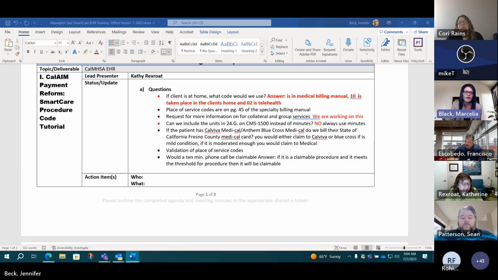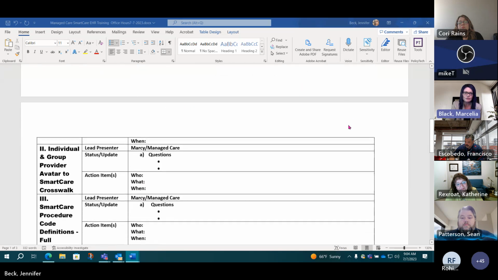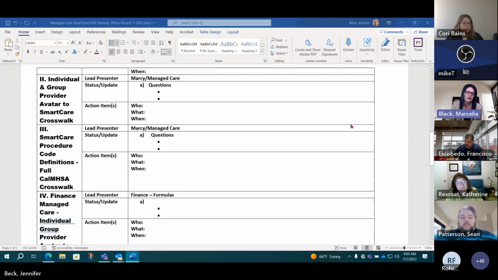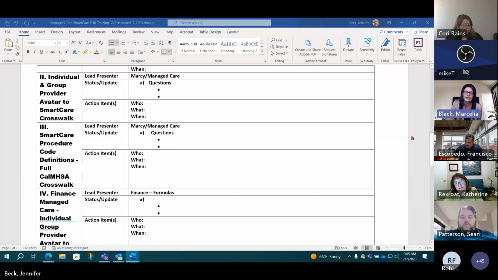All right, so let's move on to agenda item 2. If you can scroll down, we're going to give you a quick preview, and everything that we're showing you today is going to be sent to you in an email. The recording will be too large to send out in an email, but we will post it on our CalAIM website so that you can find it easily. So the recording will be available to you.